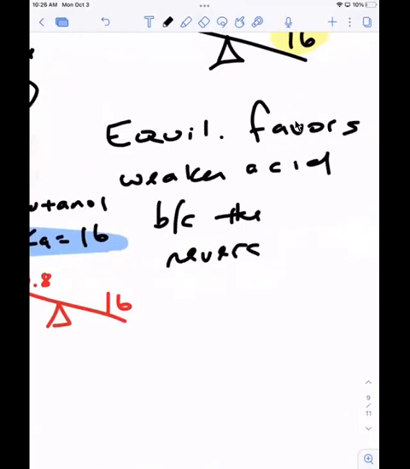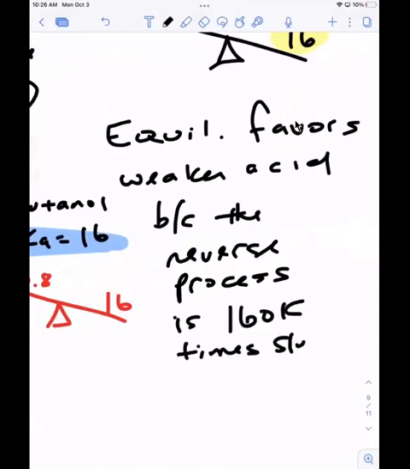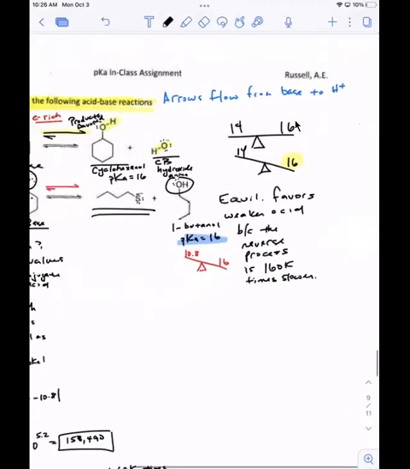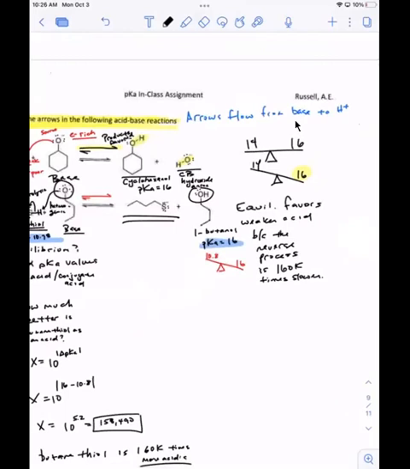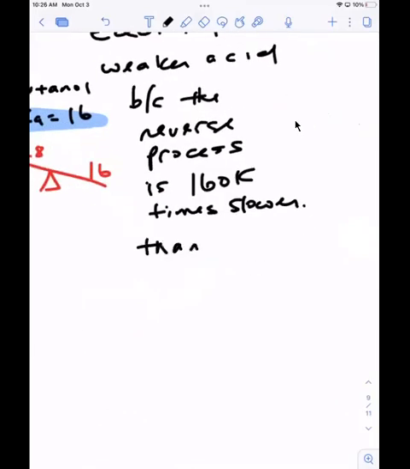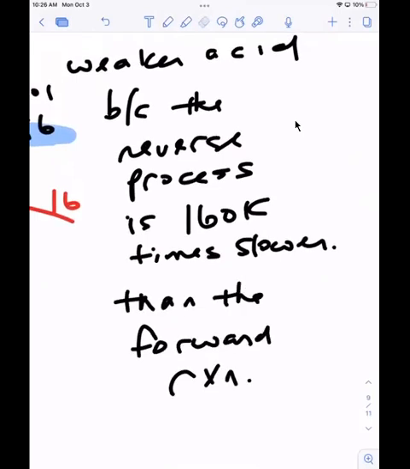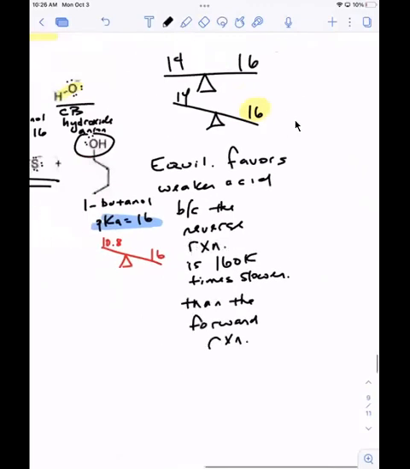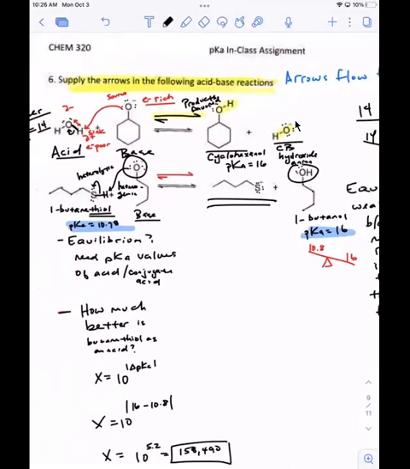We'll say the reverse. The reverse of that process is 160,000 times slower. I'm gonna take out process and put in reaction. Right, so the reverse reaction going back to the starting materials, which are on the left, is 160,000 times slower than going to the right.